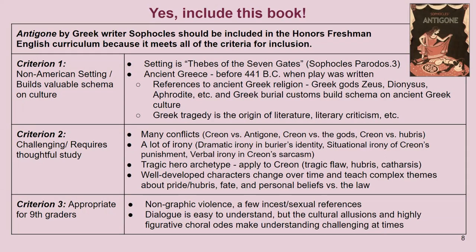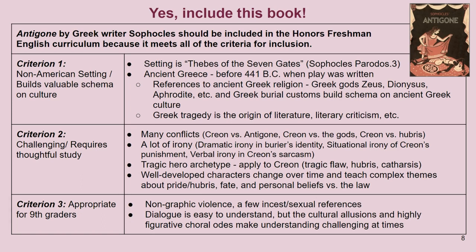Antigone by Greek writer Sophocles should be included in the honors freshman English curriculum because it meets all of the criteria for inclusion. First, the play depicts a non-American setting that helps students build valuable schema on ancient Greek culture. It takes place in Thebes, Greece, in ancient times, and has many allusions to the aspects of Greek culture and the origins of theater that students are unlikely to know about already. Thus, reading this play would expand students' schema on Greek culture and make it a book worth including.